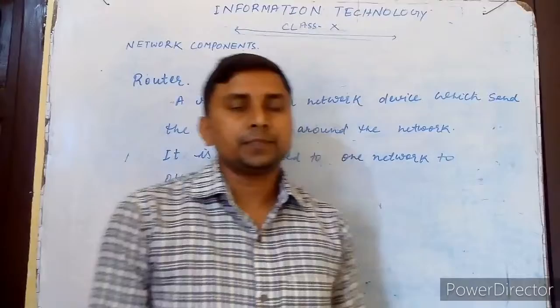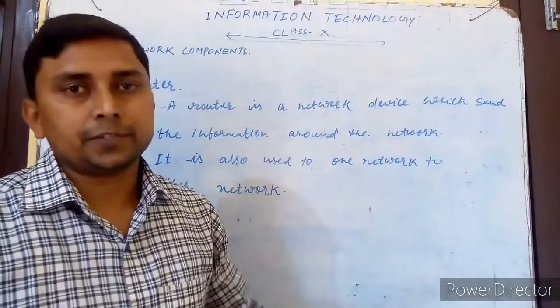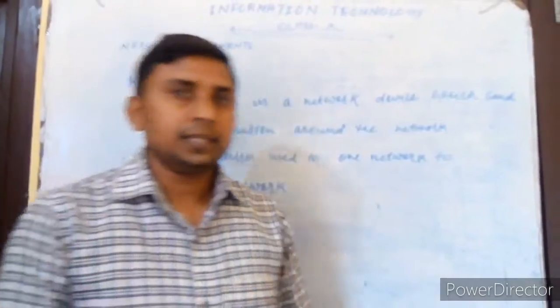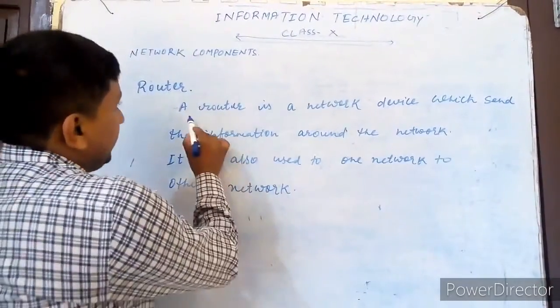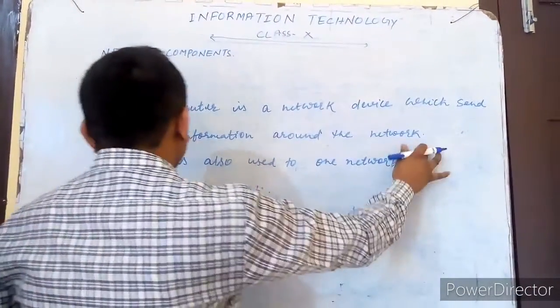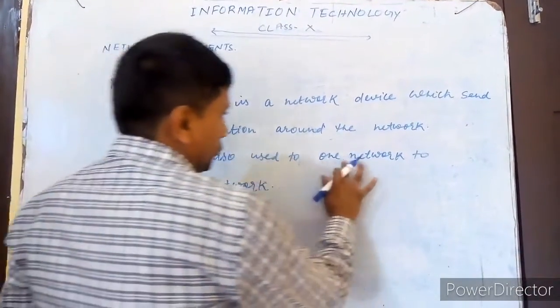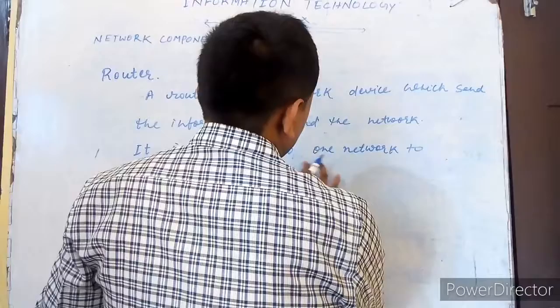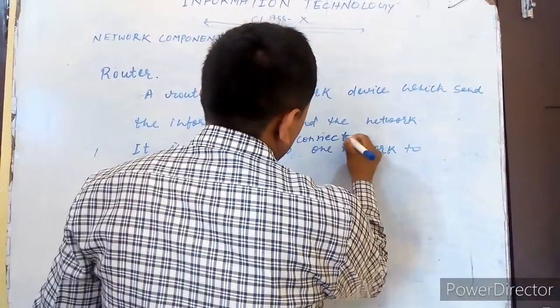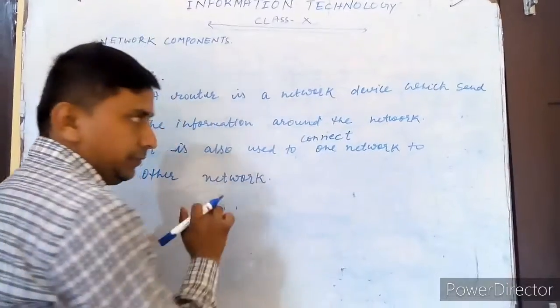Okay, students. Now the next network device is routers. A router is a network device which sends information around the network. It is also used to connect one network to another network.